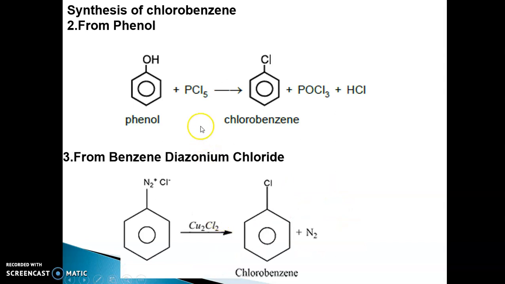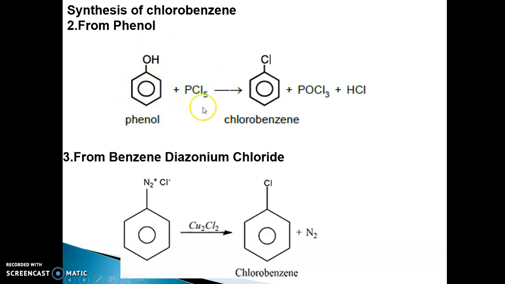Then the second method for the synthesis of chlorobenzene is from phenol. Phenol is a C6H5OH compound. A benzene ring attached with an OH group is known as phenol. One of the hydrogen atoms of benzene is replaced by an OH group. So this is phenol, and by using phenol we can prepare chlorobenzene.